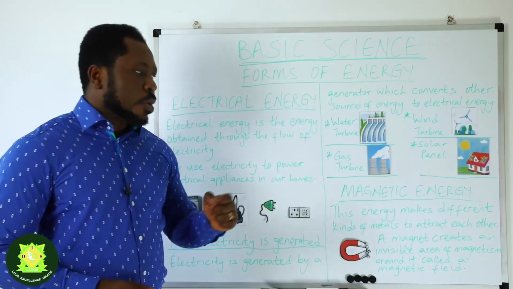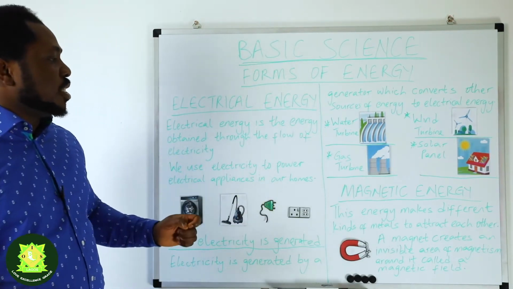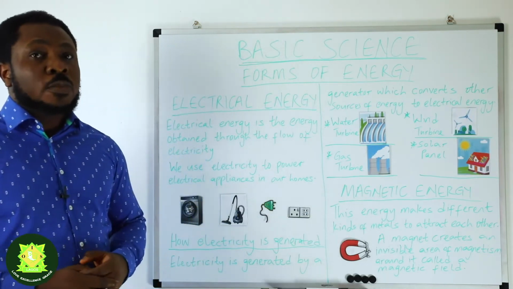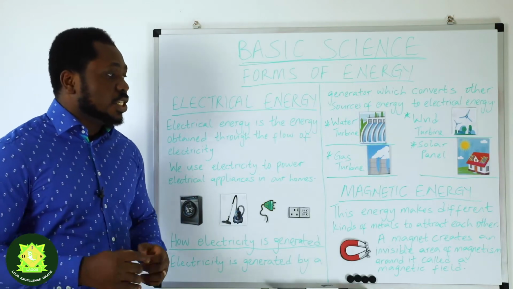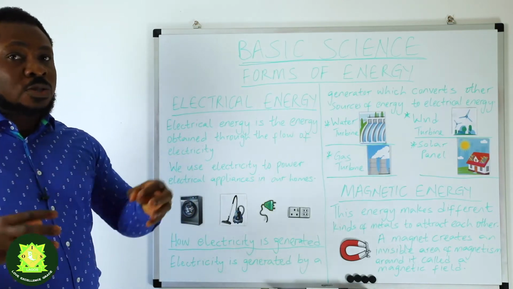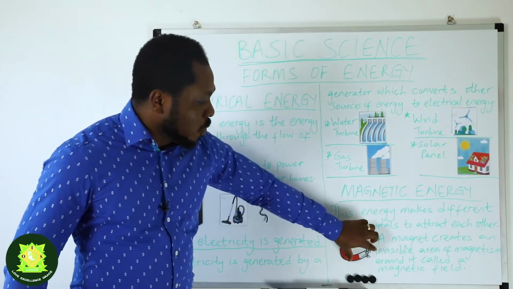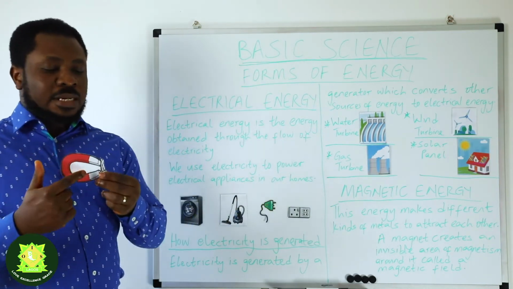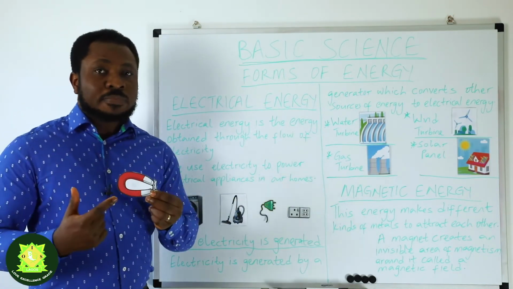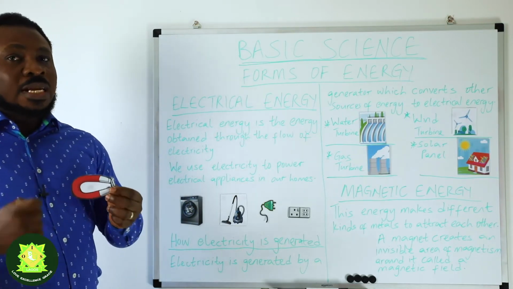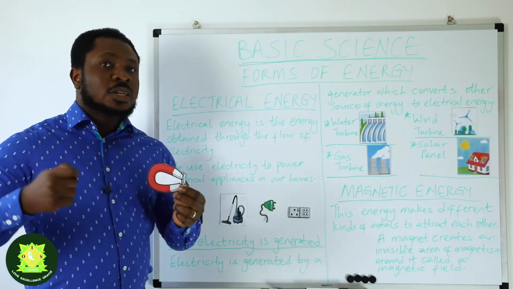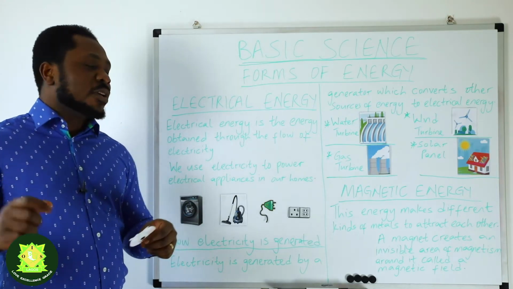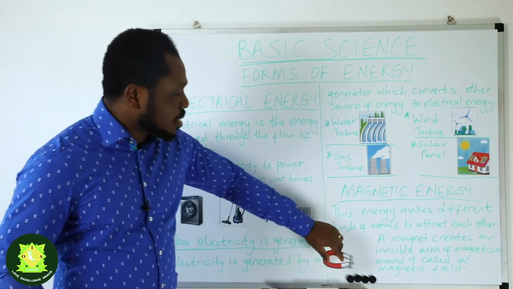Let us go to magnetic energy. Magnetic energy is the energy that makes different kinds of metals attract each other. So in magnetic energy, different kinds of metals attract each other. If you look at this bar magnet, we can see that the bar magnet is attracting the nails. So the bar magnet is a kind of metal that has the ability to attract other metals. So magnetic energy is the energy that makes different kinds of metals attract each other.